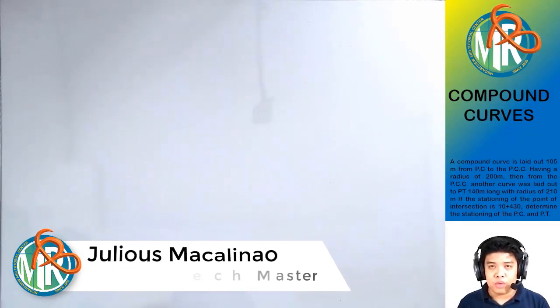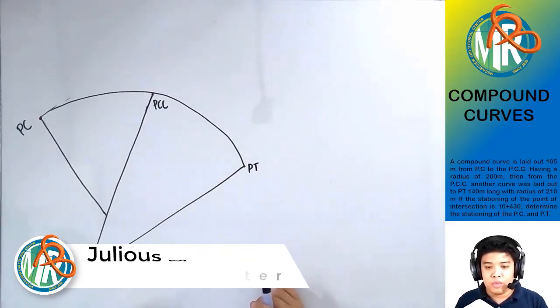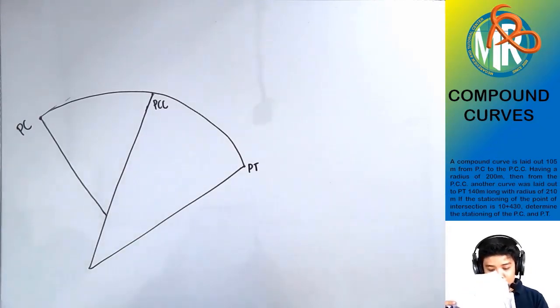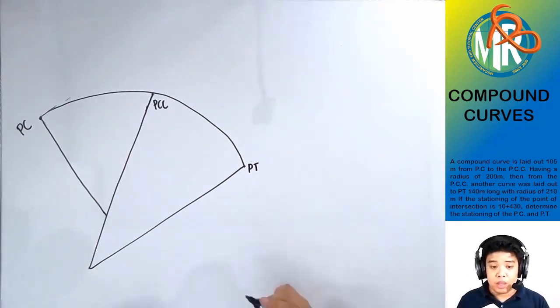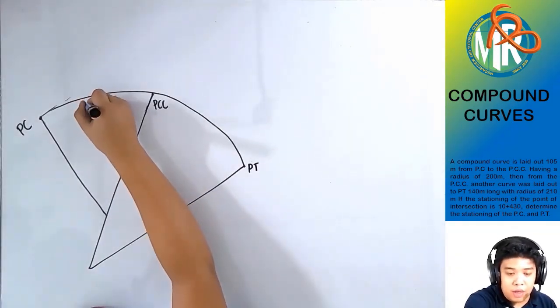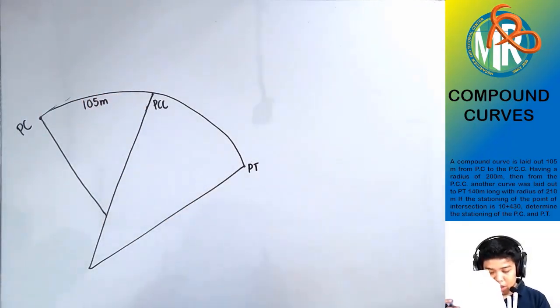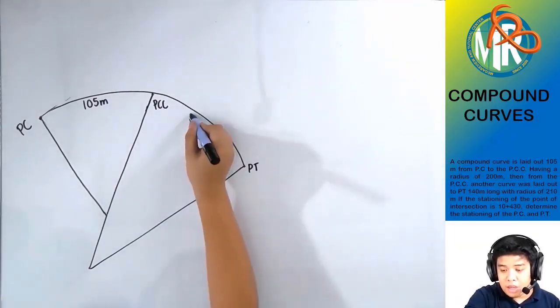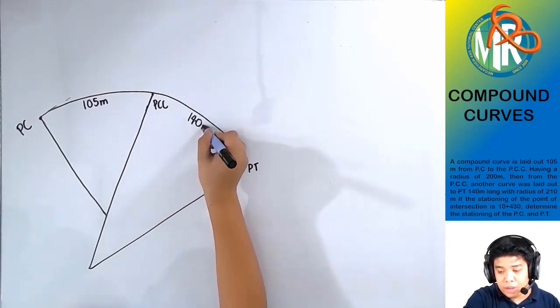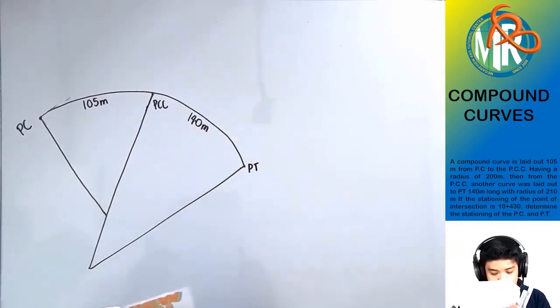Let me first draw the figure of the problem based on the problem statement. Okay, so this is our figure. The problem says a compound curve is laid out 105 meters from PC to the PCC. This means the length of curve 1 is 105 meters. Next, another curve was laid out to PT, 140 meters long. So this is 140 meters.